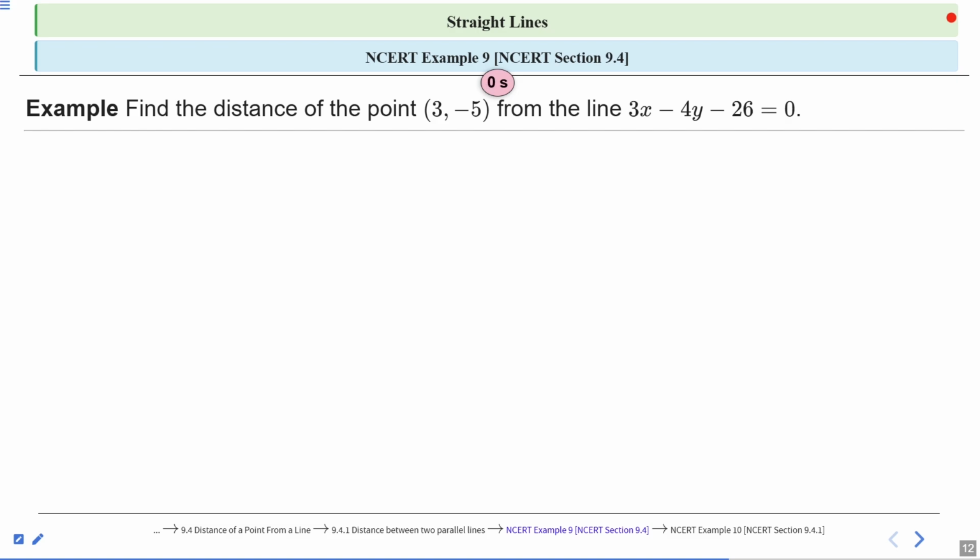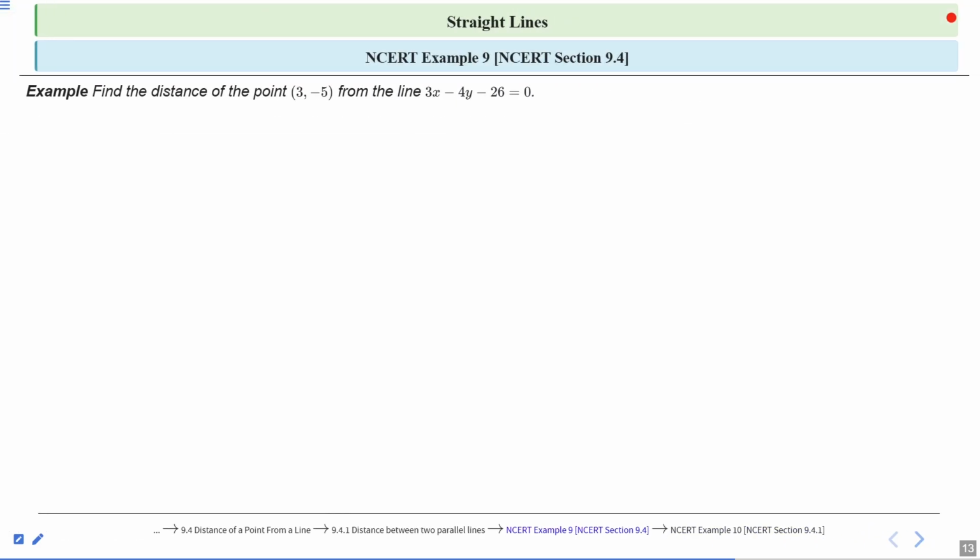Okay, students. So now we will see the solution. We have to find the distance of the point (3, -5) from the line 3x - 4y - 26 = 0. The given line is 3x - 4y - 26 = 0, and let's name this equation number 1.